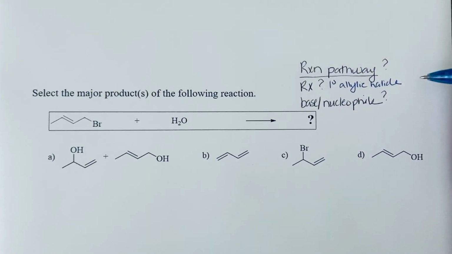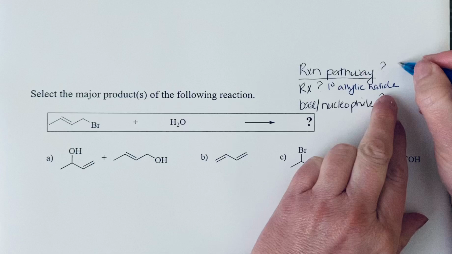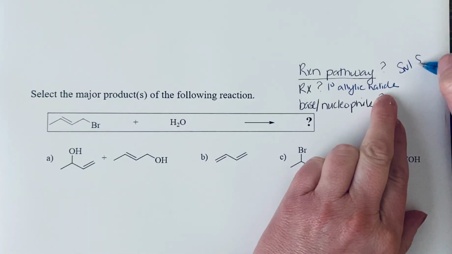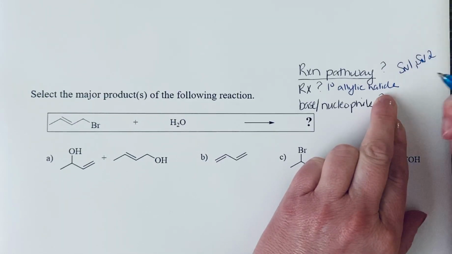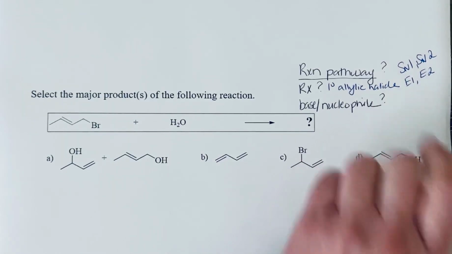And unfortunately, that doesn't tell us which reaction pathway it undergoes. A primary allylic halide could undergo an SN1 reaction. It could undergo an SN2 reaction. It could undergo an E1 reaction, and it could undergo an E2 reaction.